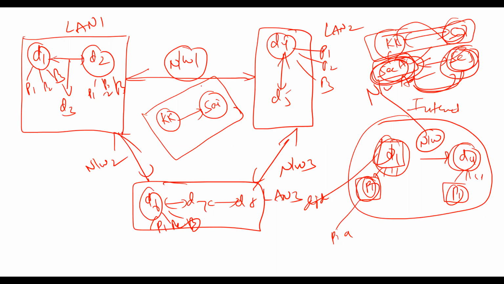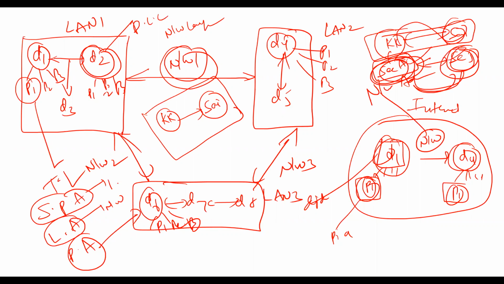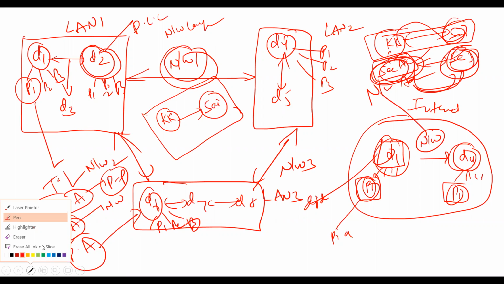Here, network address will be taken care of by the network layer, device address by the data link layer, and process address by the transport layer. So here we have three things: service point addressing, logical addressing and physical addressing. Physical addressing is nothing but device address. Logical addressing is nothing but network address. Service point addressing is nothing but process to process address. So get back to our original content here.